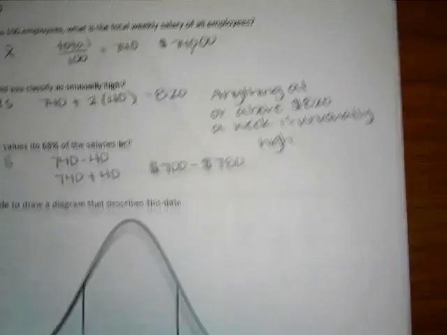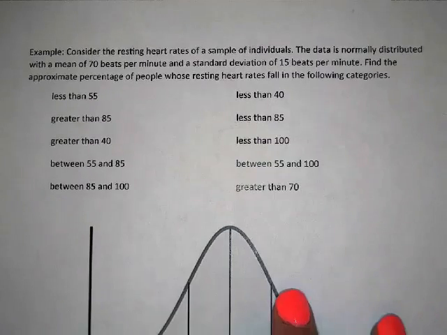All right, so here it says, consider the resting heart rates of a sample of individuals. The data is normally distributed, so we're going to use the empirical rule, with a mean of 70 beats per minute and a standard deviation of 15 beats per minute. Find the approximate percentage of people whose resting heart rates are in all these following categories.